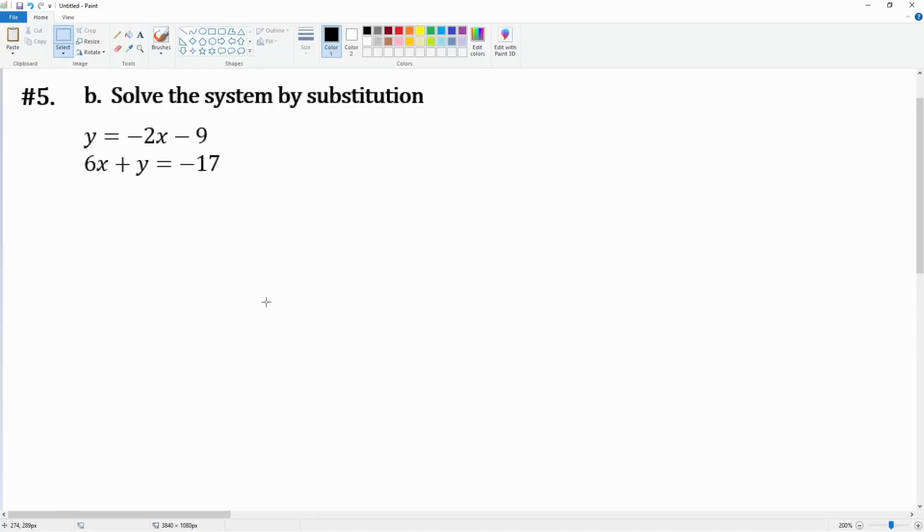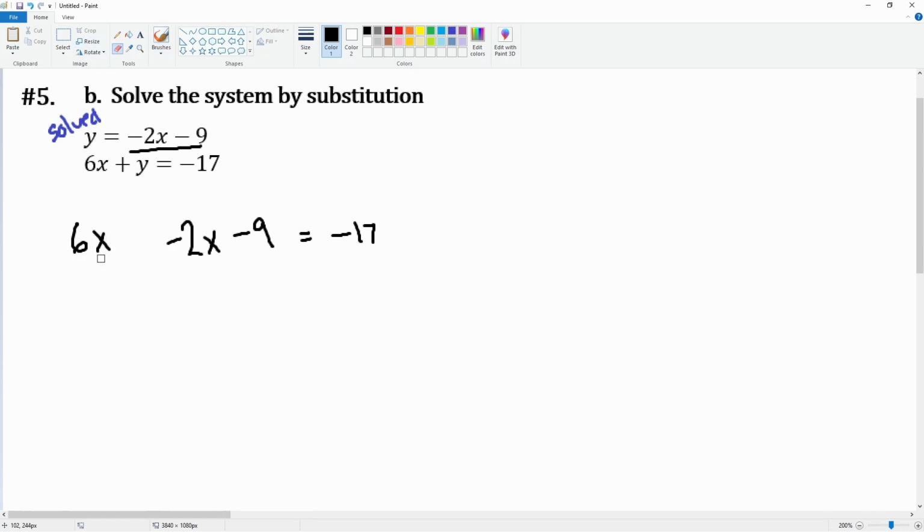Question 5b, we're going to solve this system by substitution. Notice that the first equation is already solved, so we should use that. We have this equation, 6x plus y is equal to negative 17. But we know that y, so let's erase the y, is actually the value of, right here, negative 2x minus 9.